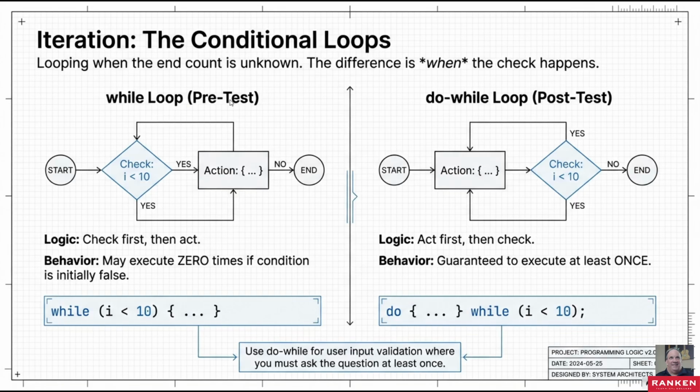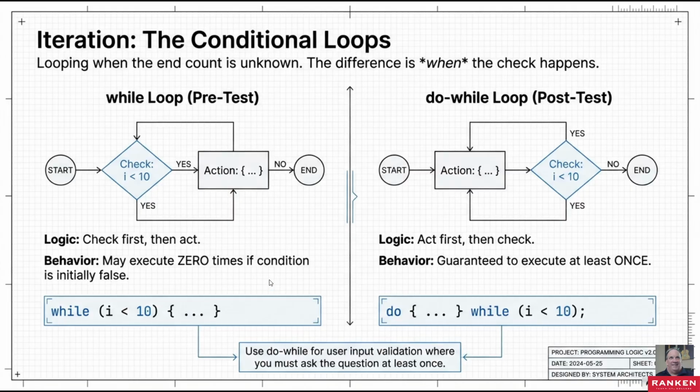Okay. A while loop. So a while loop is a pre-test. And what that means is it checks first and then acts. A do while loop acts first, then checks. So a do while loop is always going to execute at least one time, and then it's going to check.